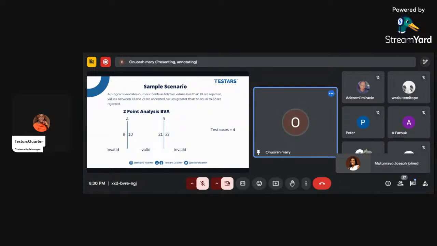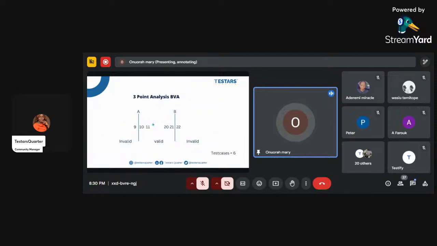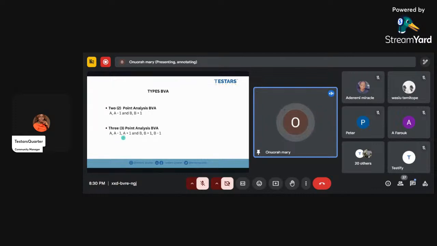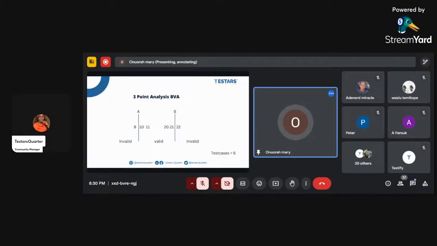Now we have 3-point analysis BVA using the same example, the same scenario, right? And the same formula that I gave before. We have A minus 1, and in this case, we now have an additional A plus 1. And then for the higher side, we have B plus 1, and we also have an additional B minus 1 for the 3-point analysis BVA, right?